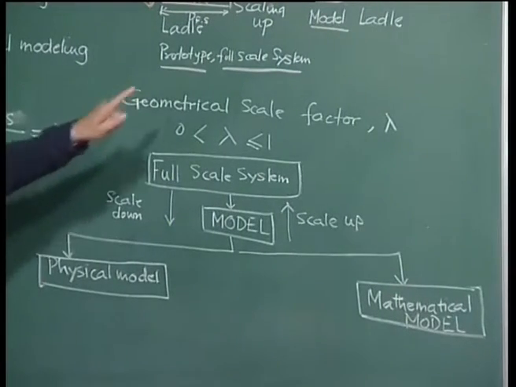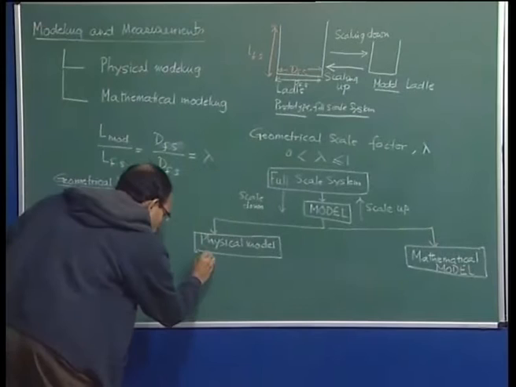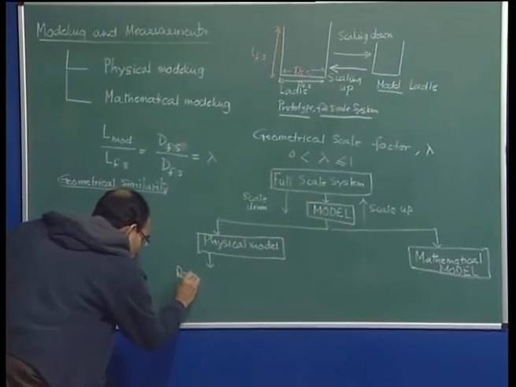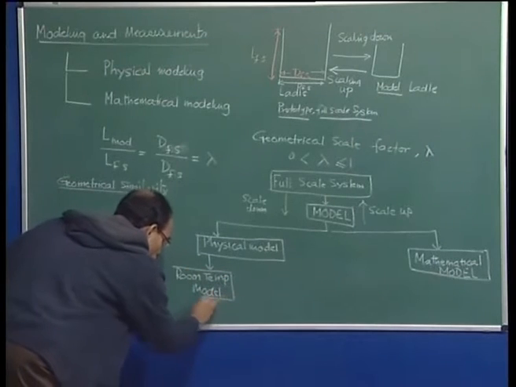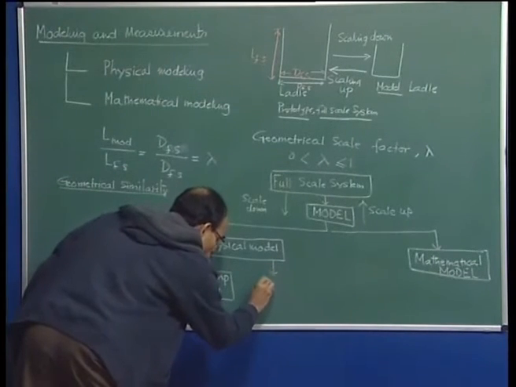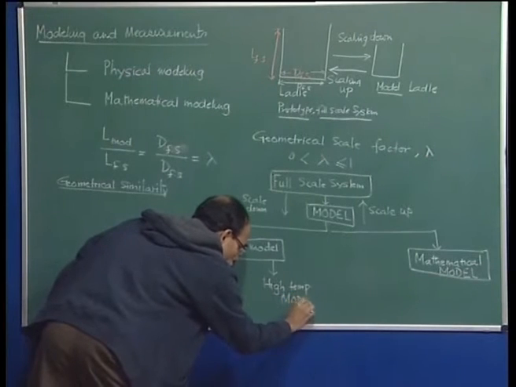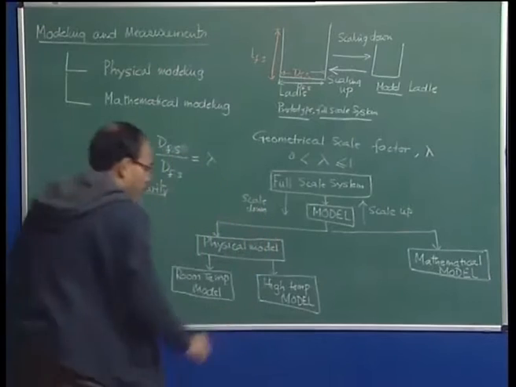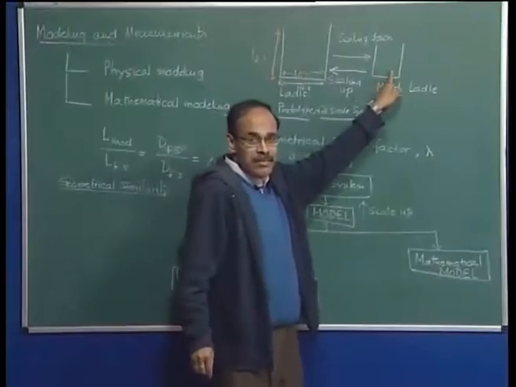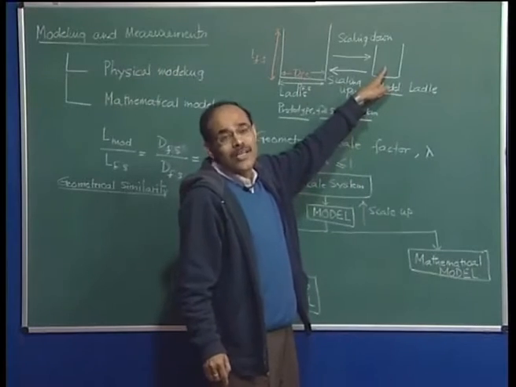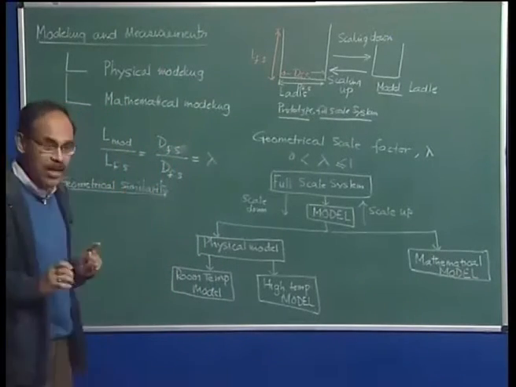The physical model that we have constructed can be a room temperature model or a high temperature model. We will see what these are: room temperature model, or a high temperature model. For example, in a room temperature model, I can operate this ladle made in the laboratory either with mercury, which is liquid at room temperature, or with water. Why I am saying mercury, why I am saying water, what the basis is for it, we are going to see in a minute.